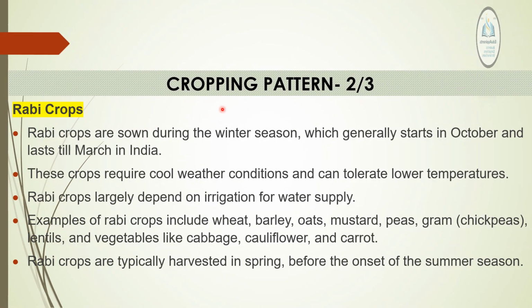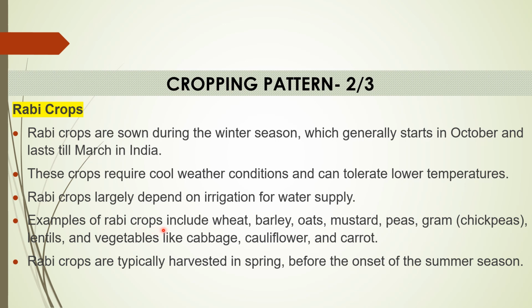Cropping pattern, part 2 of 3. Rabi crops. Rabi crops are sown during the winter season, which generally starts in October and lasts till March in India. These crops require cool weather conditions that can tolerate lower temperatures. Rabi crops largely depend on irrigation for water supply.